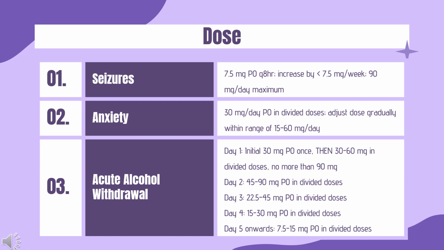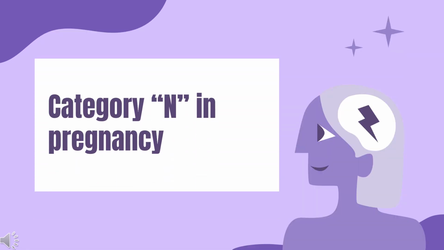Day 3, 22.5 to 45 mg PO in divided doses. Day 4, 15 to 30 mg PO in divided doses. Day 5 onwards, 7.5 to 15 mg PO in divided doses. Discontinue when stable.